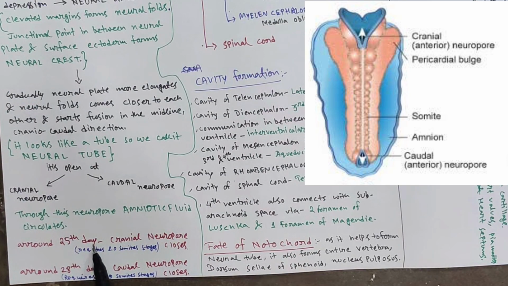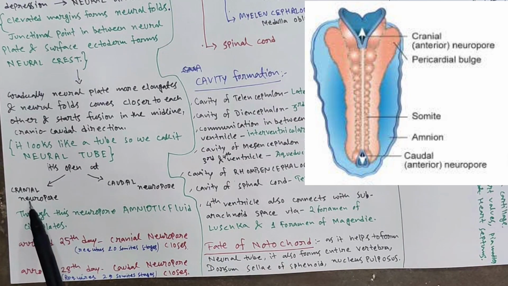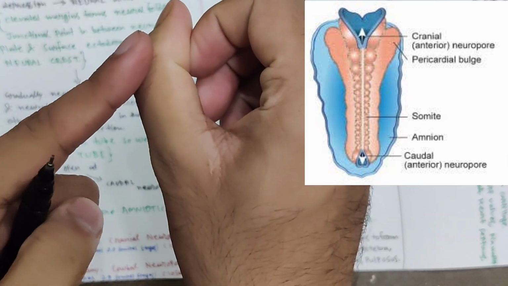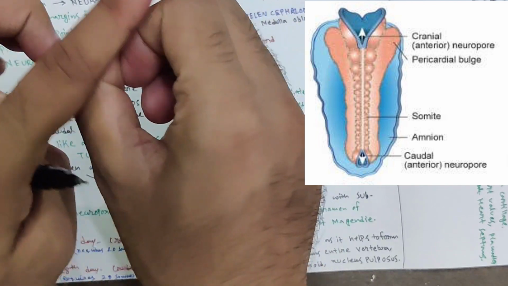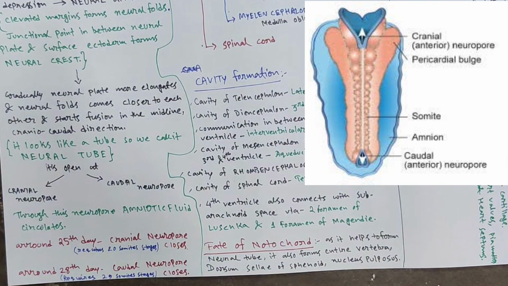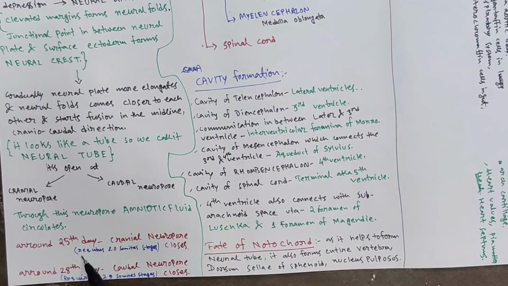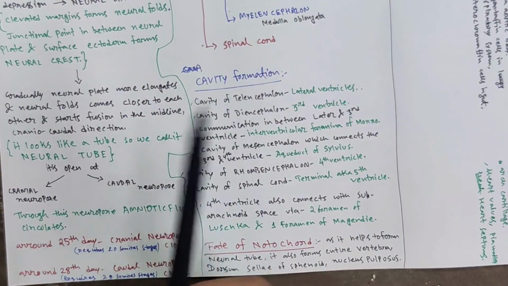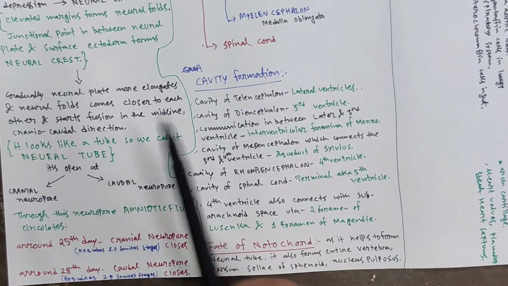Around the 25th day, this cranial neuropore closes. There is an opening of the tube in the cranial direction. This cranial neuropore closes at the 25th day, and around the 28th day, the caudal neuropore also closes. Okay. Now, this closing requires the 20 somite stage. Now, what is somite? You already know that, and how this 20 somite stage is required, you will get to know when you are going to do MD in embryology.